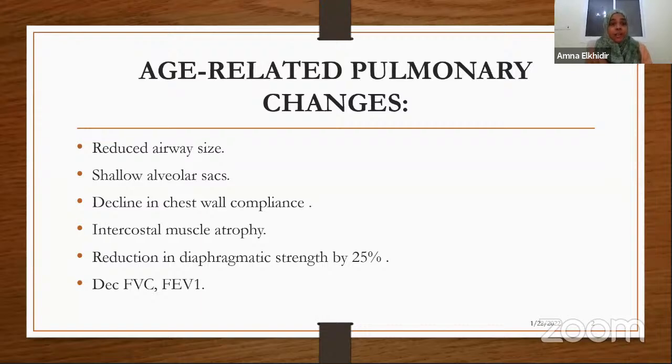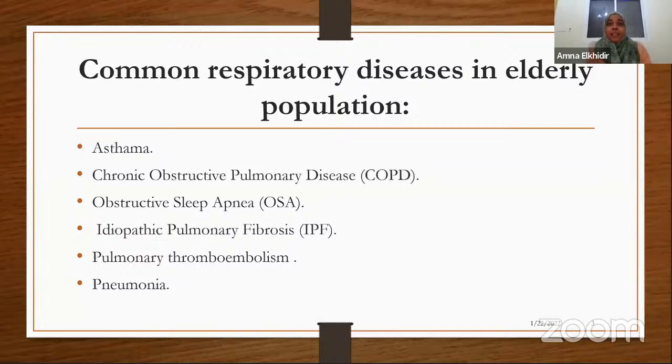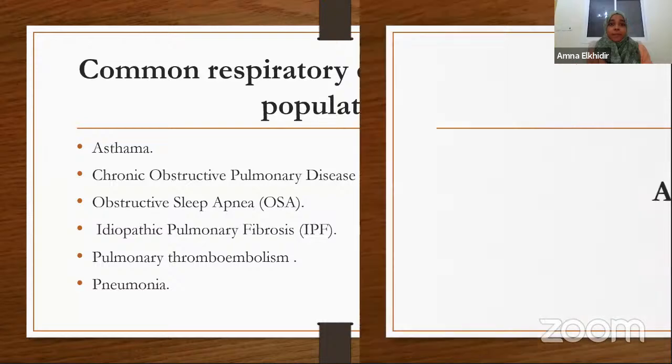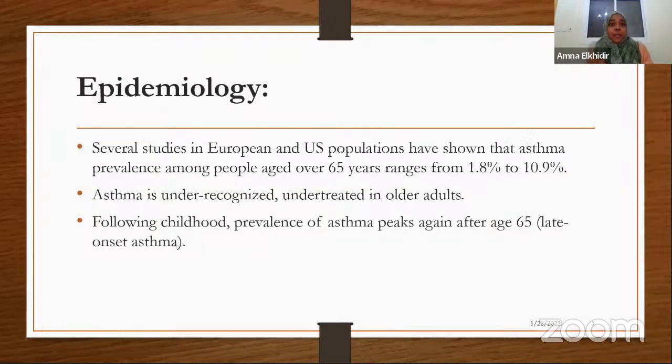They also have decreased forced vital capacity and decreased forced expiratory volume in 1 second. The common respiratory diseases that happen in elderly populations are asthma, COPD, obstructive sleep apnea, idiopathic pulmonary fibrosis, pulmonary thromboembolism, and pneumonia. I will talk a little bit about all of them. First, I'm going to talk about asthma. Several studies in European and US populations have shown that asthma prevalence among people aged over 65 years old ranges from 1.8 to 8.9.